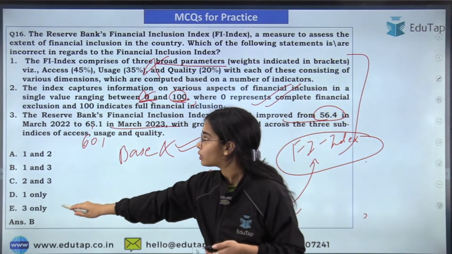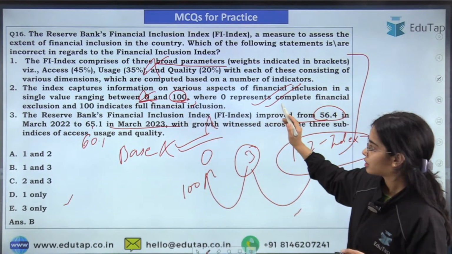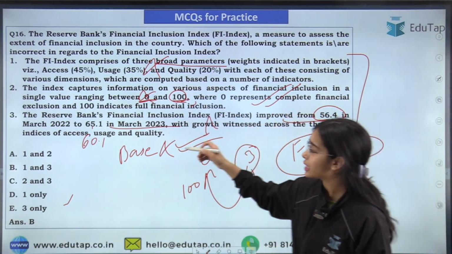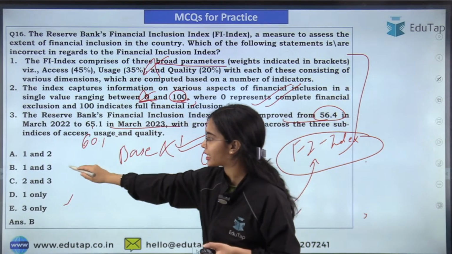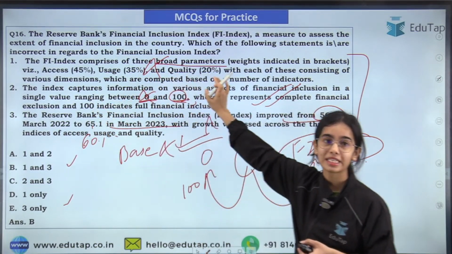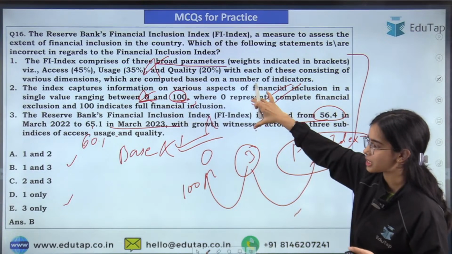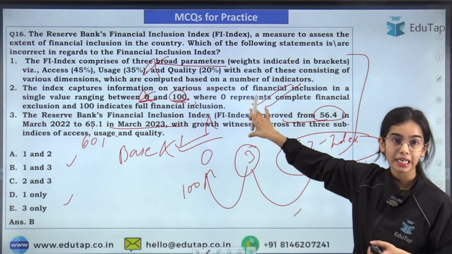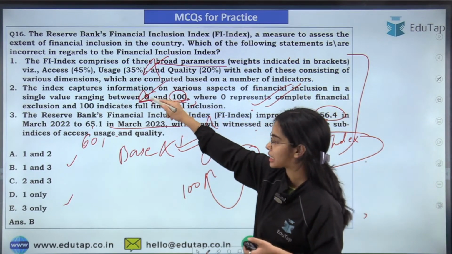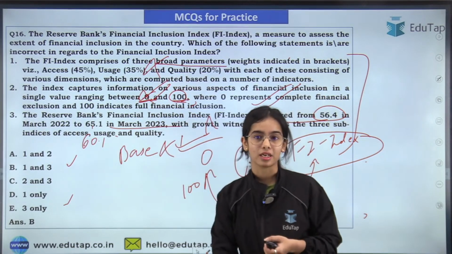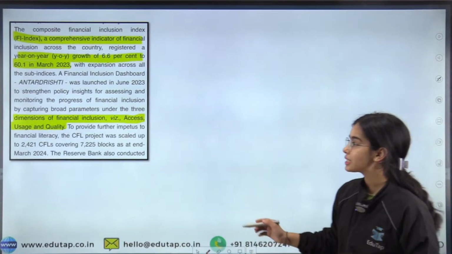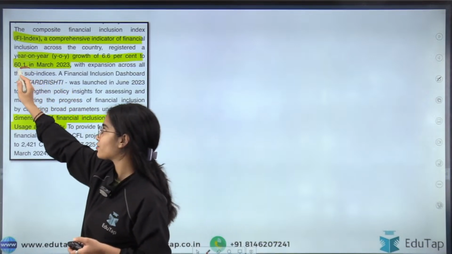Okay, so here only the first and third statements are incorrect, only the second statement is correct. So as I have told you, the first and third statements are incorrect, only the second statement is correct, and that's why B is the right answer here. Okay. Yes, it is 60.1 and not 65.1.